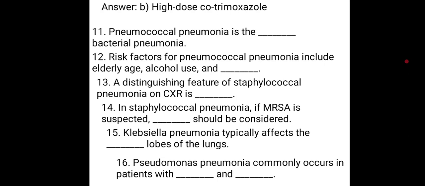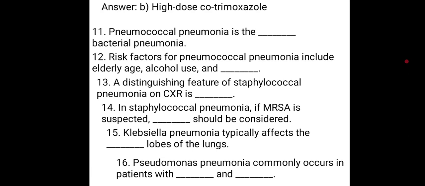12. Risk factors for pneumococcal pneumonia include early age, alcohol use, and dash. 13. A distinguishing feature of Staphylococcus pneumonia on chest X-ray is dash. 14. In Staphylococcus pneumonia, if methicillin-resistant Staphylococcus aureus MRSA is suspected, dash should be considered. 15. Klebsiella pneumonia typically affects dash lobes of the lung. You can do it. 16. Pseudomonas pneumonia commonly occurs in patients with dash and dash.